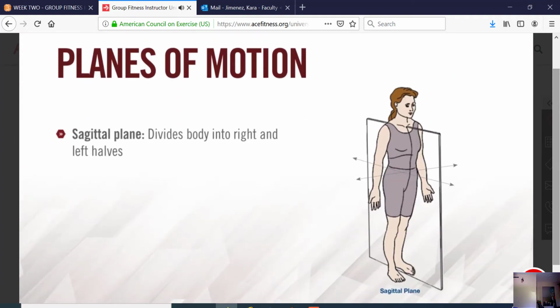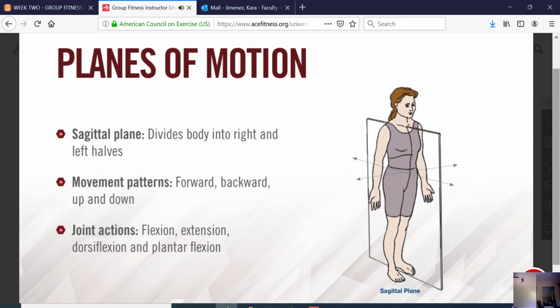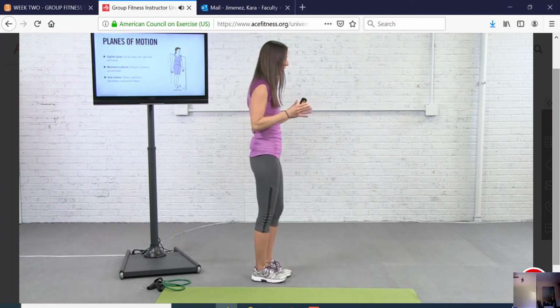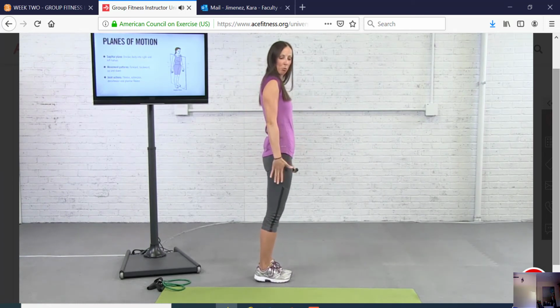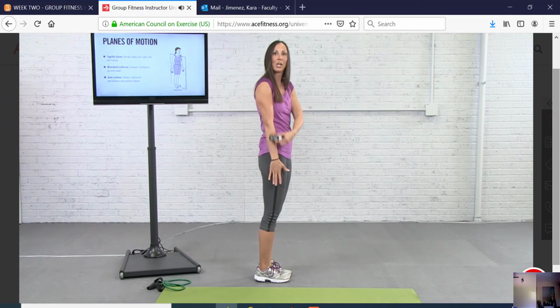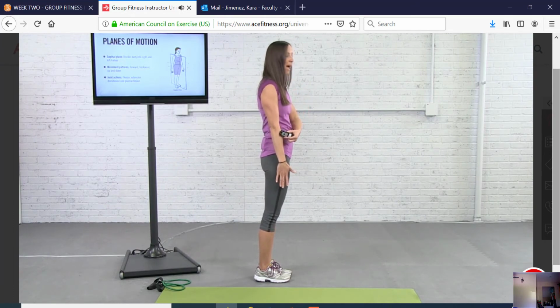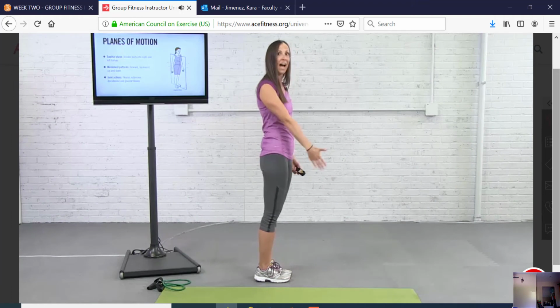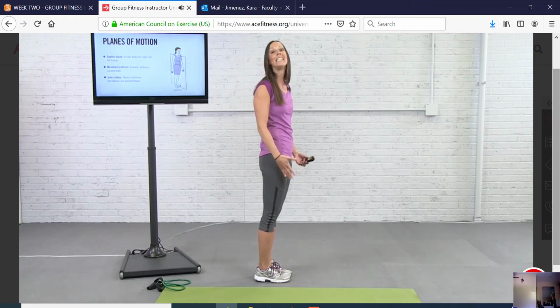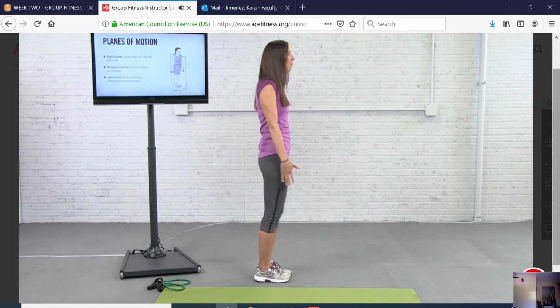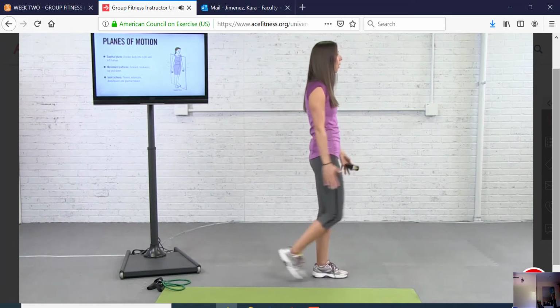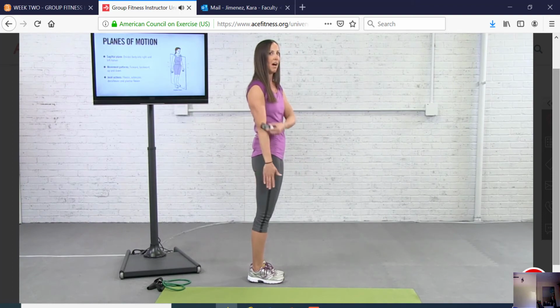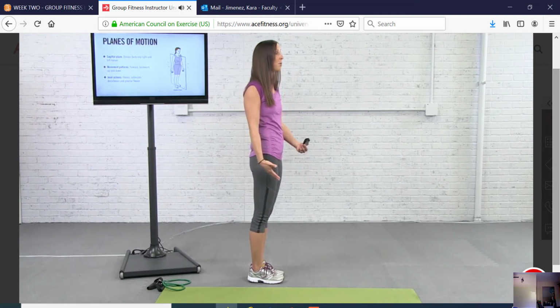All movements happen in a plane of motion, sometimes in more than one plane of motion. In the sagittal plane, the body is divided into a right and a left half. I like to teach the sagittal plane by putting my right side of my body against an imaginary wall. Any movement pattern that I do where my body on the right side stays in contact with the wall is in the sagittal plane. So if I were to walk forward or walk backwards, I'm still in contact with that wall. So that is in the sagittal plane.